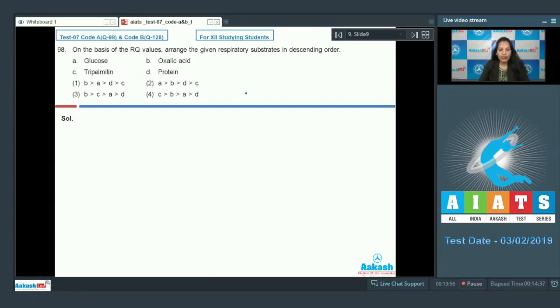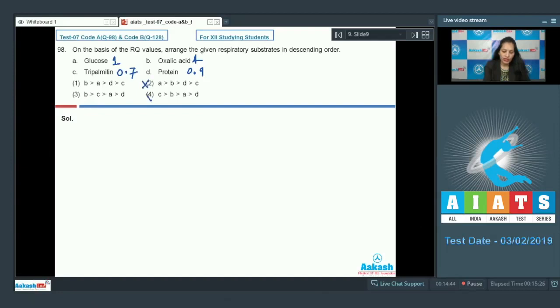If you remember from your classroom teaching, what is the RQ value of glucose? For carbohydrates, the RQ value is 1. Tripalmitin is a fatty acid, and for fat, the RQ value is less than 1, and that is 0.7. Protein, for proteins the RQ value is 0.9, and oxalic acid is an organic acid. For organic acids the RQ value is more than 1, and particularly for oxalic acid it is 4. So the maximum RQ value is of B, that is oxalic acid.